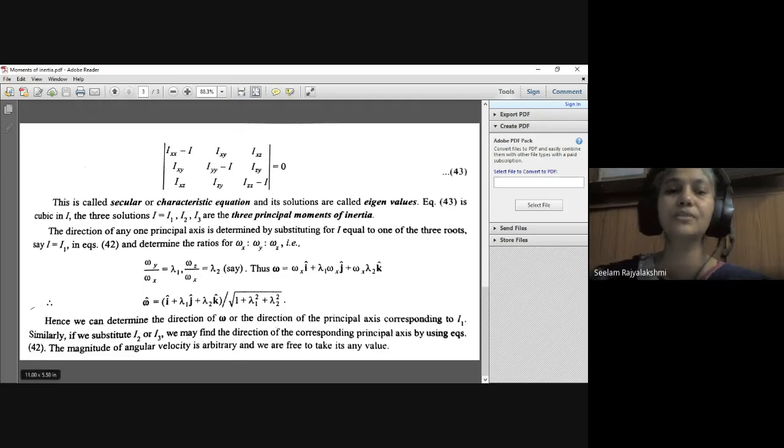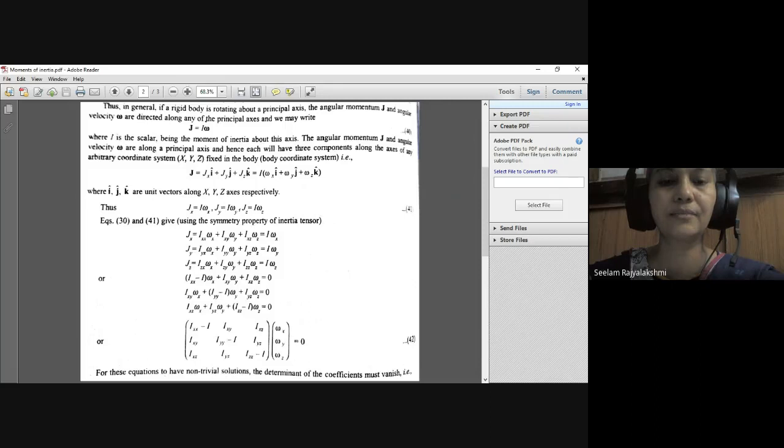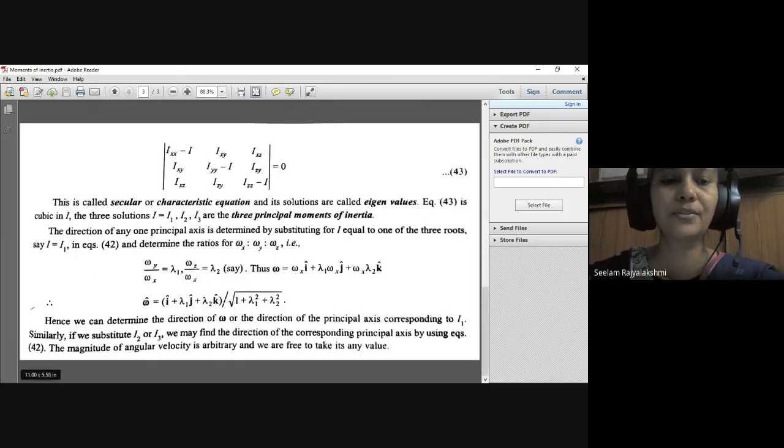Similarly, if we substitute I2 or I3, we may find the direction of the corresponding principal axis by using equations 42. So the magnitude of angular velocity is arbitrary and we are free to take any value. That means, by using the condition omega y by omega x equals lambda 1 and substituting, we will obtain this one.